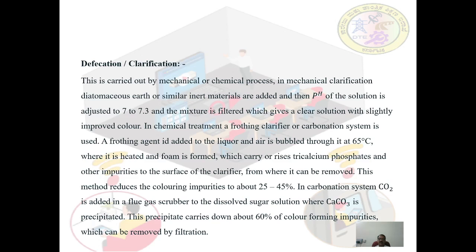In the carbonation process, carbon dioxide is added from the flue gas scrubber to the sugar solution, where calcium carbonate is precipitated. This precipitate carries down about 60% of color forming impurities, which can be removed by filtration.